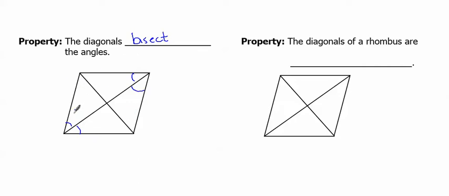Now, opposite angles are congruent. That's why I can mark these with the same congruent arcs. Here I'm going to do 2, and they're also congruent. My other property, the diagonals of a rhombus are perpendicular.